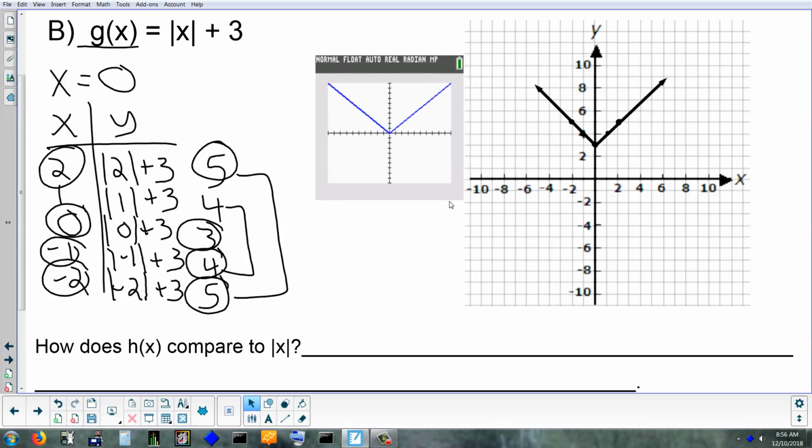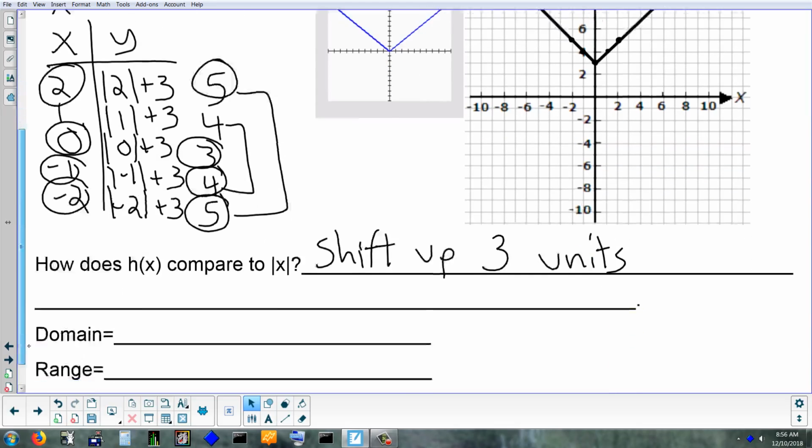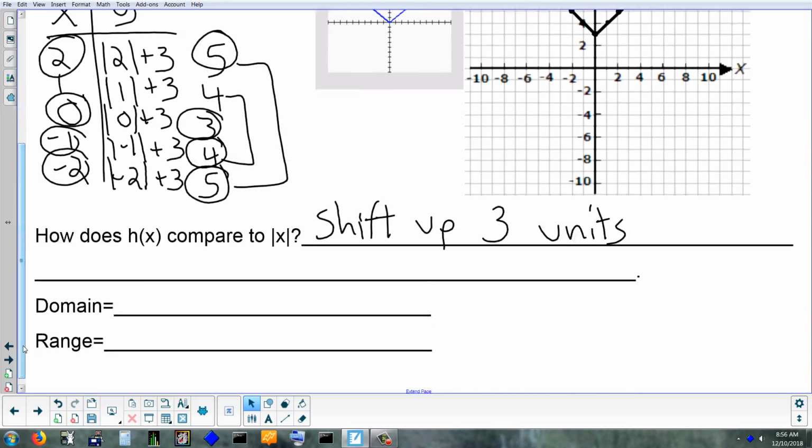So what am I going to write for my comparison? Shift up 3 units. All right. So for that, that's all I'm going to do. It compares. It's going to shift up 3 units. Domain. Very simple, right? It's the same thing every time. What's my answer for domain? All real numbers.